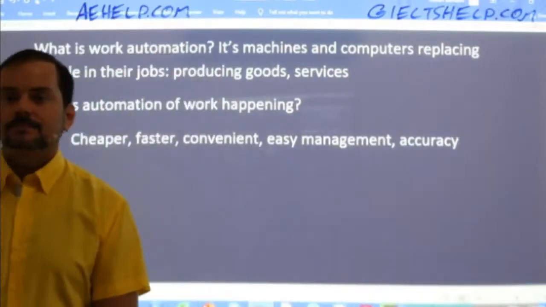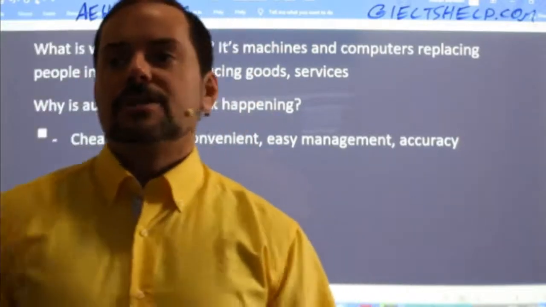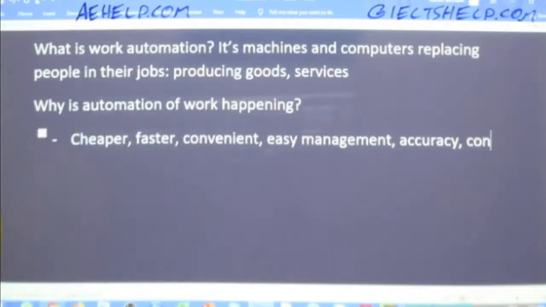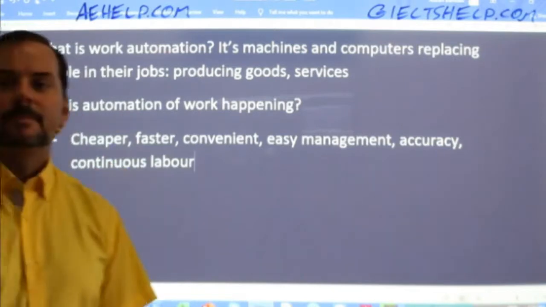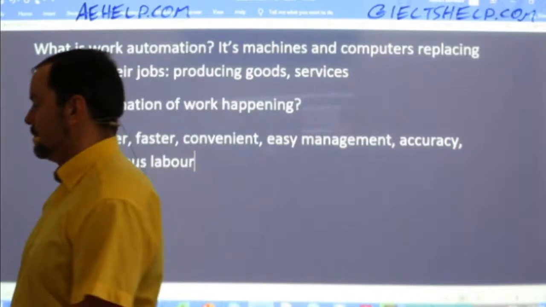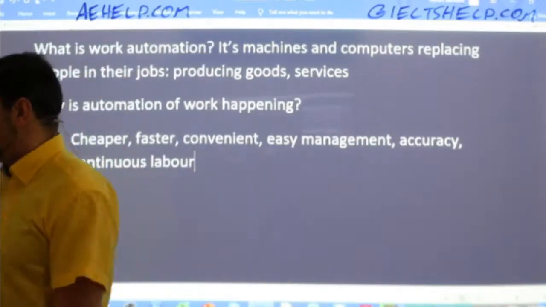Okay. Roshni says, even works on holidays, so they don't take breaks. Yeah, so continuous labor. Absolutely. Okay. Zainab says, a lot of demands, so quick production, right? That, I think, is a part of faster. Okay, good.